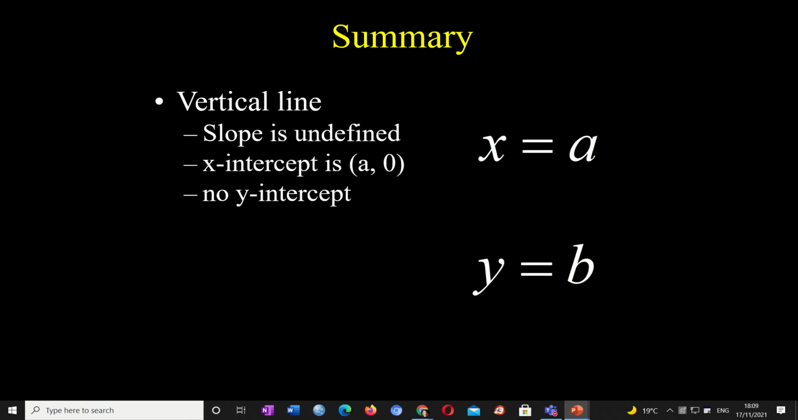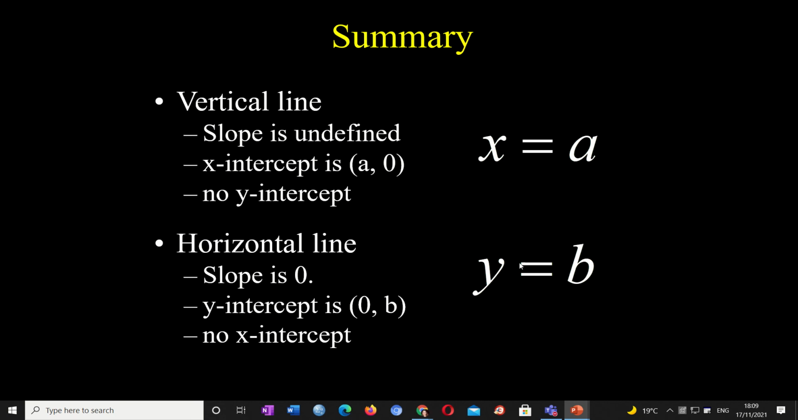Now here, vertical line: the slope of a vertical line is undefined. The x-intercept is (a, 0), x equals a is a vertical line, and there is no y-intercept. A horizontal line is y equals b. Slope is 0, y-intercept is (0, b), and no x-intercept.